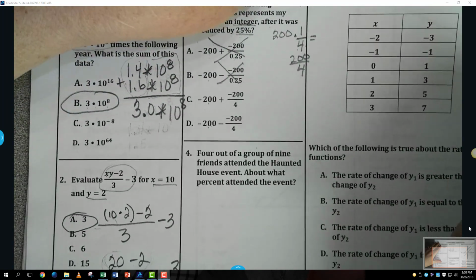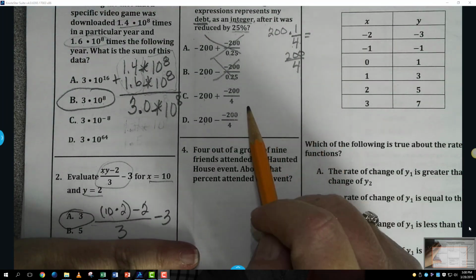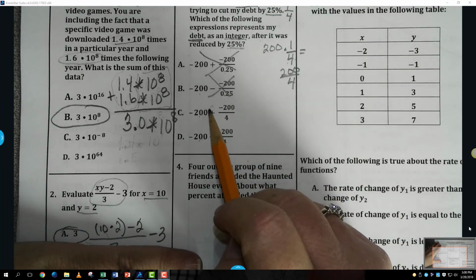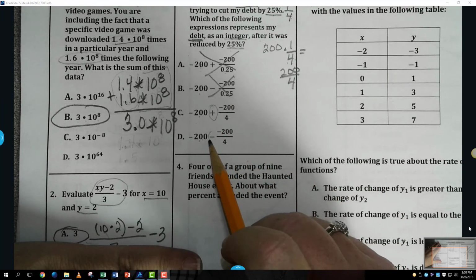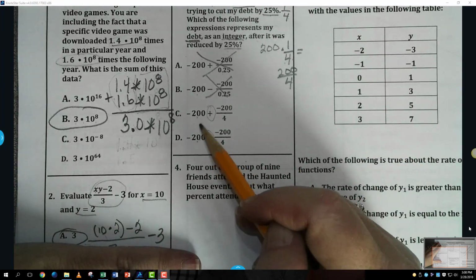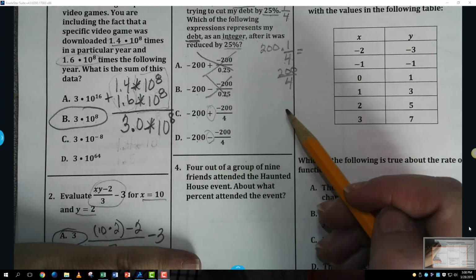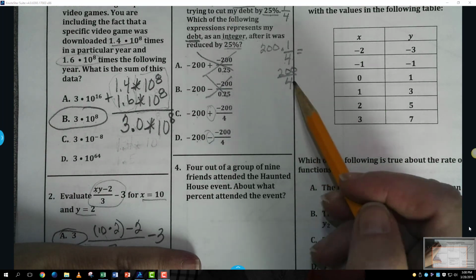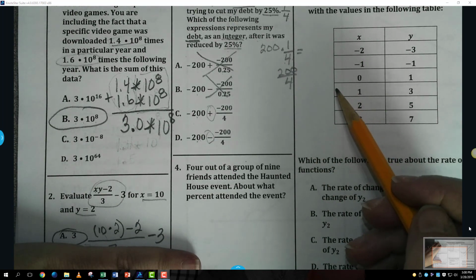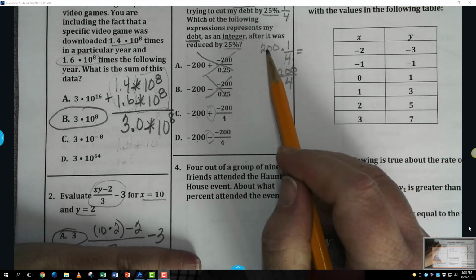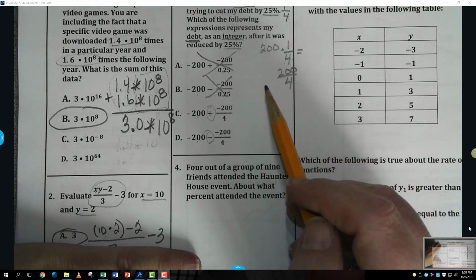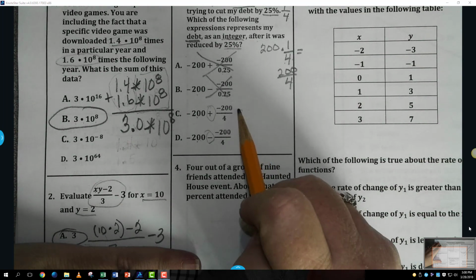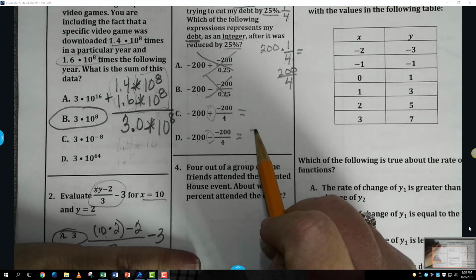Now let's think about it. I either have this option or this option, okay? Because everything else is the same. So how do I choose between these two? Well, think about it. If I am reducing what I owe, I'm not paying it all off, but I'm only paying part of it off. So I'm still going to owe a negative amount. So I'm still looking for this to be a negative number.